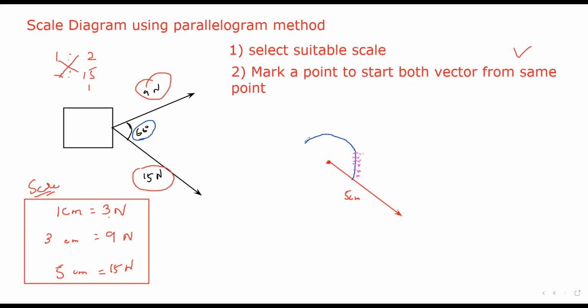So we will place a protractor here on the line. The center of the protractor is on the starting point, and you place it on the line where the angle is 60.